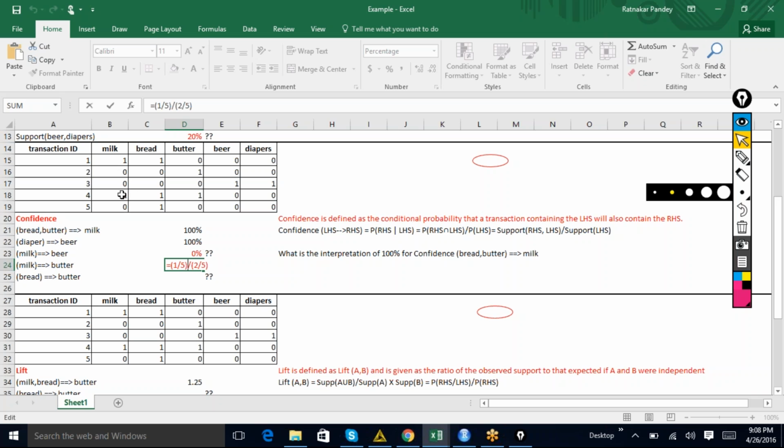In this row here, where milk and butter were bought together. Only one instance where milk and butter were bought together. So that makes the numerator 1 divided by 5, divided by how many times milk was bought? Milk was bought 2 times. So that is divided by 2 by 5, which is 50%.